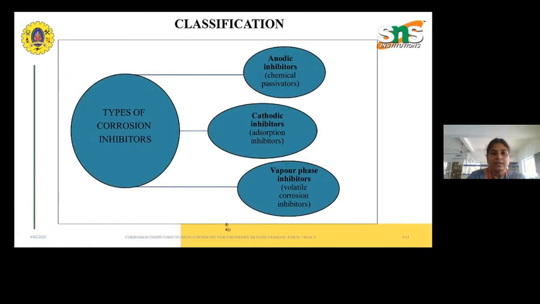Based on that, we have three simple types of corrosion inhibitors. One is anodic inhibitors, second is cathodic inhibitors, and third is vapor phase inhibitors. Once again, anodic inhibitors are also known as chemical passivators. Cathodic inhibitors are also known as adsorption inhibitors, and the third, vapor phase inhibitors, are also known as volatile corrosion inhibitors.